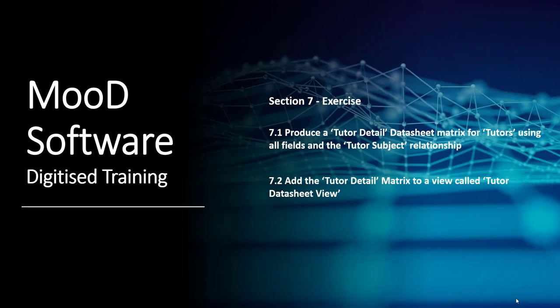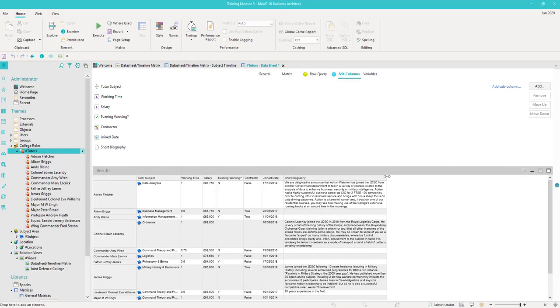Section 7 Exercise. 7.1 Produce a tutor detailed datasheet matrix for tutors using all fields and the tutor-subject relationship. An example of how the matrix could look is now shown.